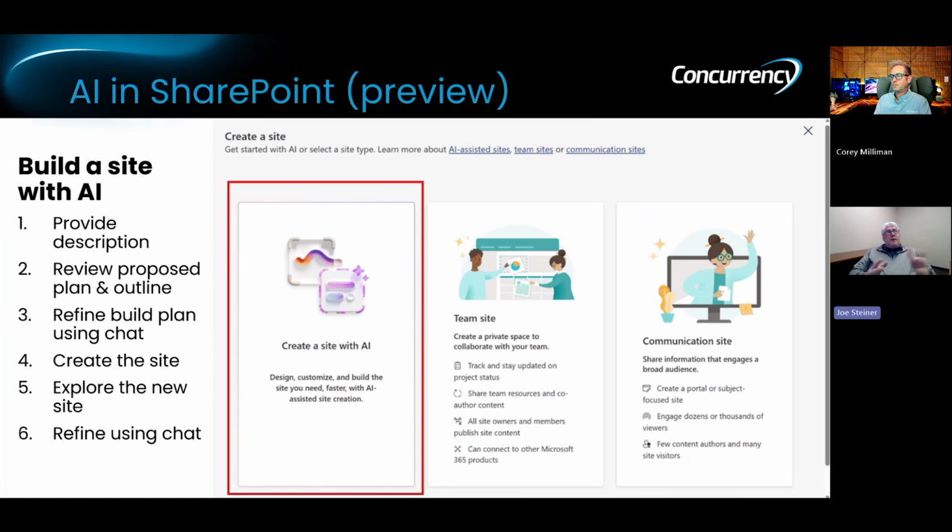Today, let's spend a little bit of time on building a site with AI, just as an example. Inside of SharePoint, if I have this preview enabled, I can create a site with AI as I go to create a site within SharePoint. I could create a team site, I could create a communication site, and then it gives me the option to create a site with AI, where you start by providing a description in chat.